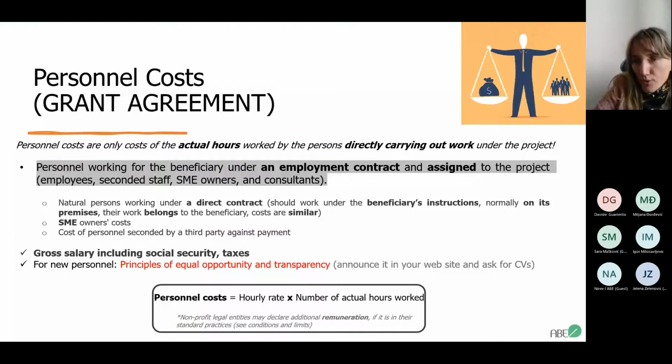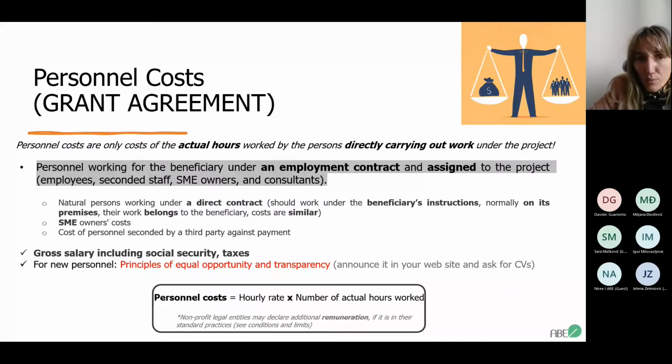So we have the same structure, we are following the same recipe, like we followed for the proposal period for the estimation of the budget during the proposal period. So firstly we have personnel costs. These costs are now only representing the actual hours worked by the persons directly carrying out work under the project. So that's kind of a definition.